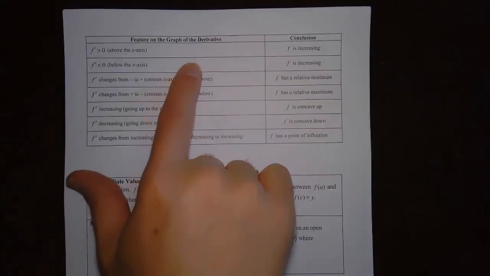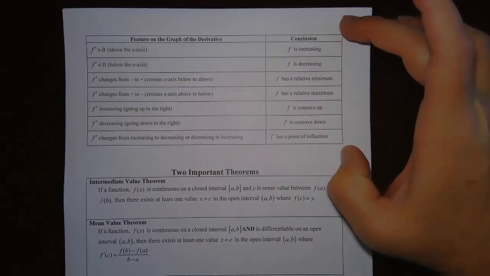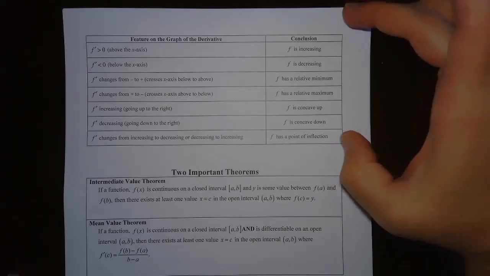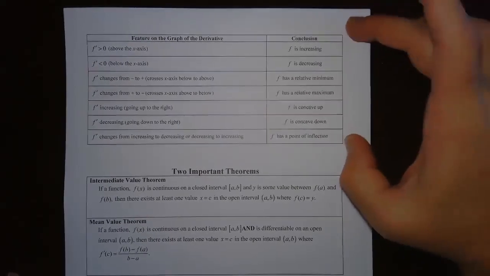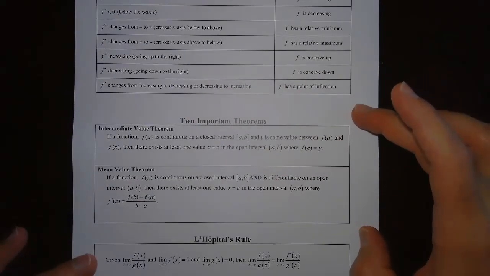If you're given the graph of the derivative, I think this is going to be really important this year because this is interpreting what all of the calculus means, okay? So I would really take a look at this, okay? Two important theorems, the intermediate value theorem and the mean value theorem. L'Hopital's rules down at the bottom.